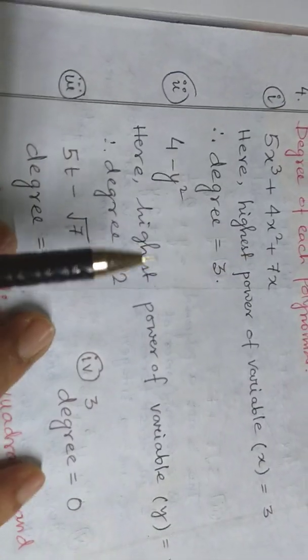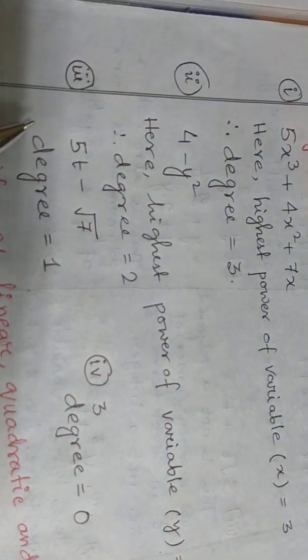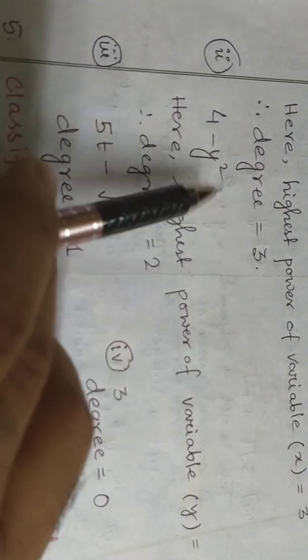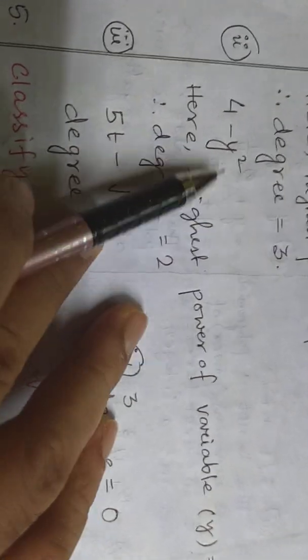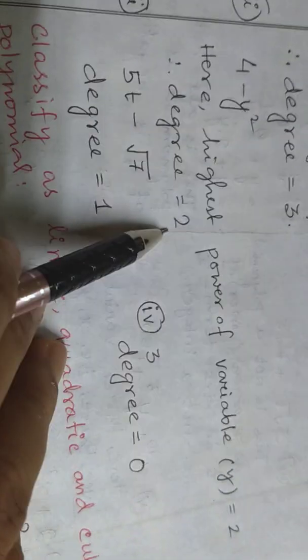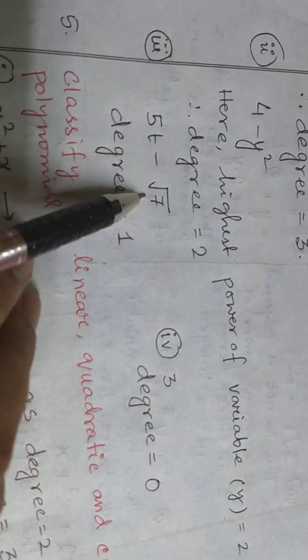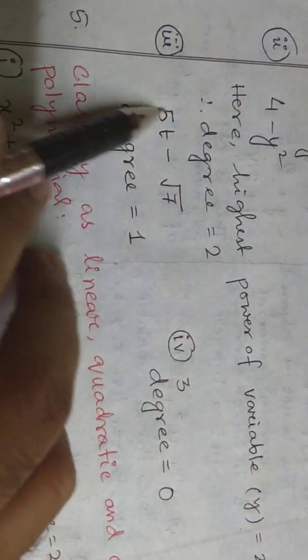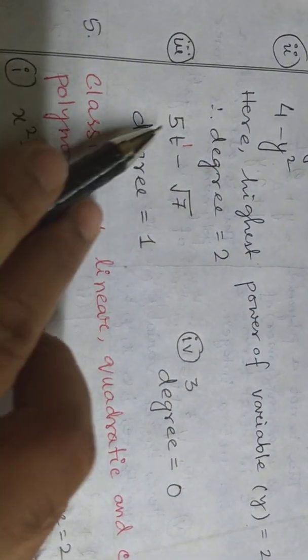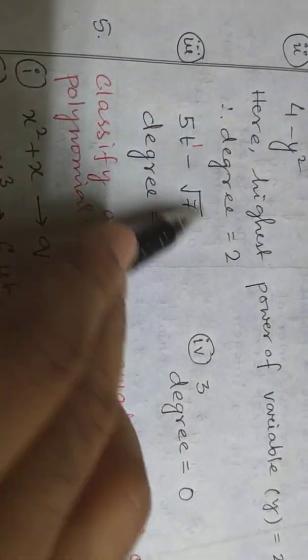If there is only one variable, we take its highest power. If there is more than one variable, then we have to add the powers of the variables. Then we have to check. Next, 4 minus y square. What is the highest power? Here actually only y square. So you can see the highest power of variable y is 2, so the degree is 2. Next, 5t minus root 7. What is the degree of t? T means t to the power 1. So the degree of t is 1, and the degree of this polynomial is 1.